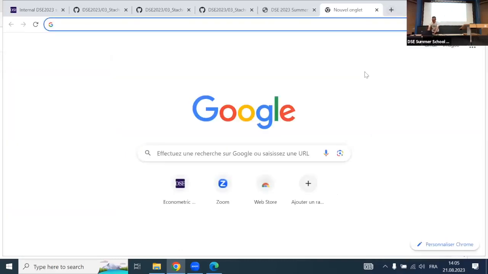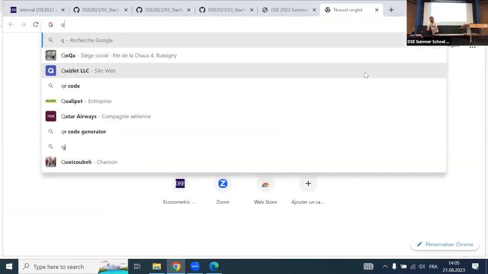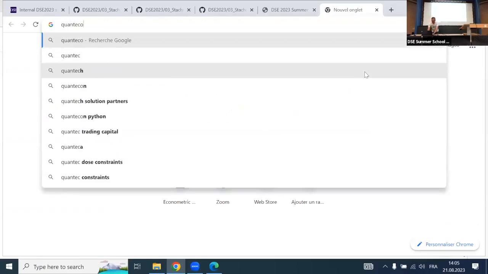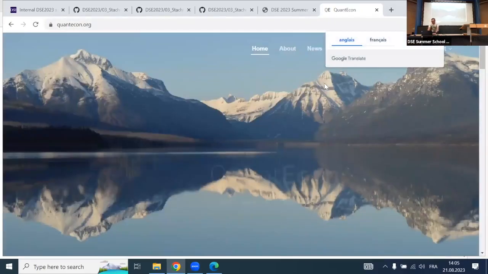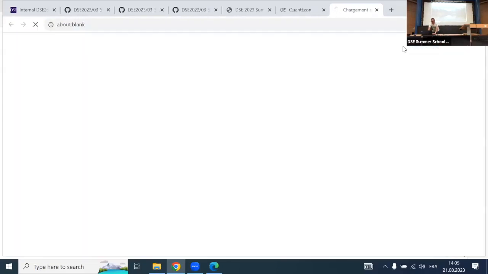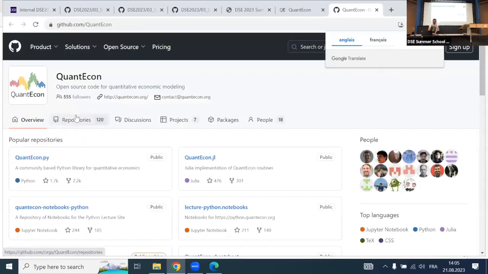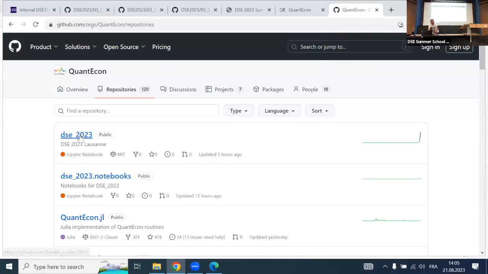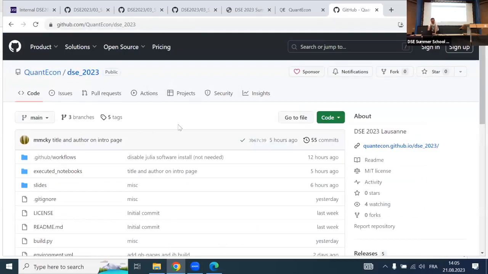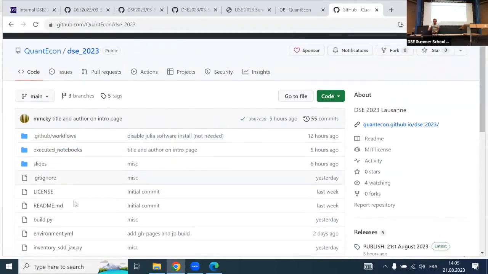One way to find the code: it is uploaded to the DSE conference GitHub organization. Another way to find it is to go to quantecon.org, and we'll go to the GitHub organization, which has a collection of repositories. If you click on repositories, you'll find one called DSE2023. It's up the top because I recently pushed to it. If I click on that, it's got a bunch of executed notebooks, and it's got some Python and Julia code in it.